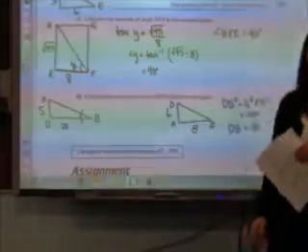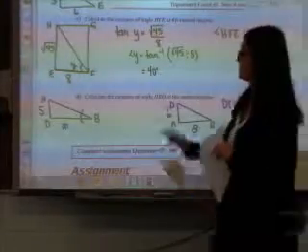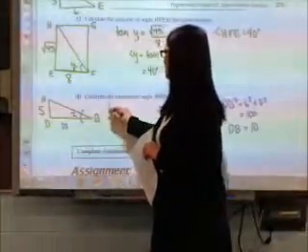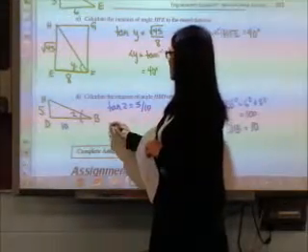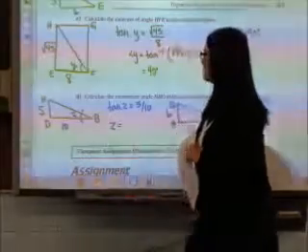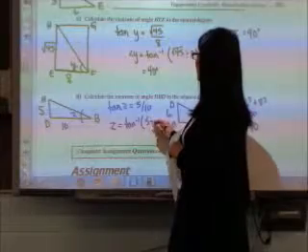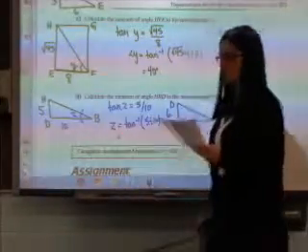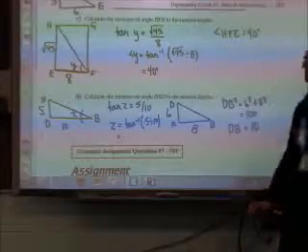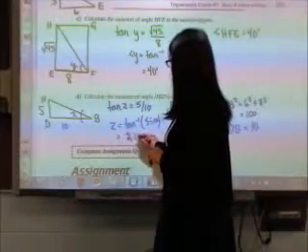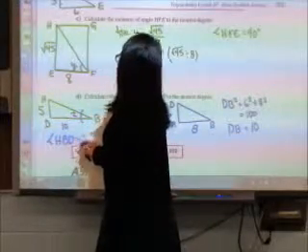What do I use to find that angle? We'll call that Z. Tan of angle Z is 5 over 10. So tan inverse. What do I get? 27 degrees. So angle HBD is 27 degrees.